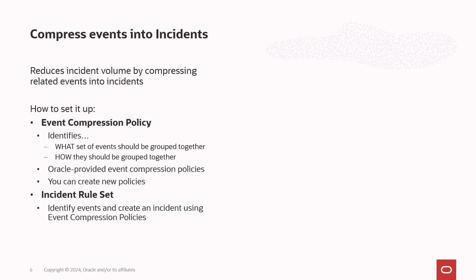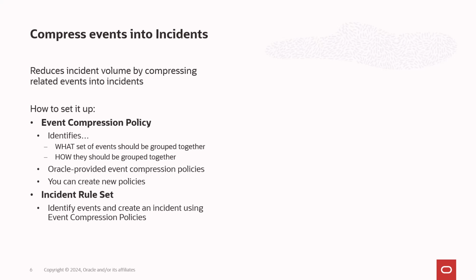For example, you may want to group together all target down events from all rack instances that belong to the same rack database, or group together all agent unreachable events from targets managed by the same agent. We provide some out-of-box event compression policies for common event scenarios which you can immediately use. And you can also create your own compression policies to meet specific compression requirements.